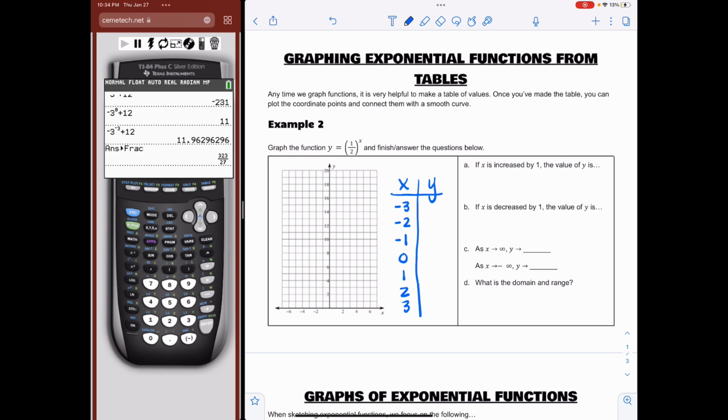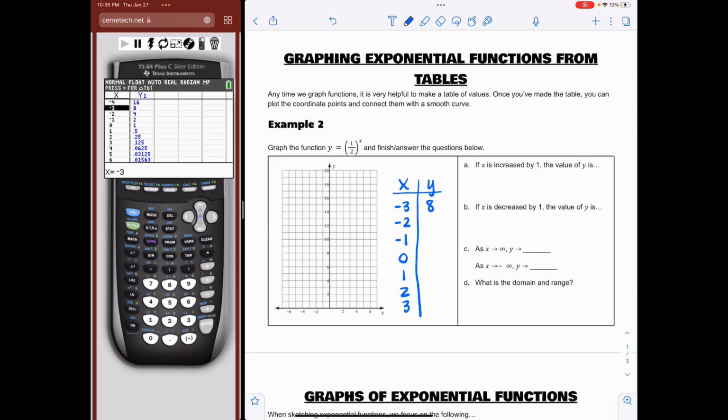So if I put it in the calculator, I could say 1/2 to the power of negative 3. And that will give me 8. Now, I can continue doing this, or what I could do is I can use the calculator and let it do the work for me. So if I were to do that, all I would have to do is go to y equals, and I can type in 1/2 to the power of x, and then press second graph and go to the table.